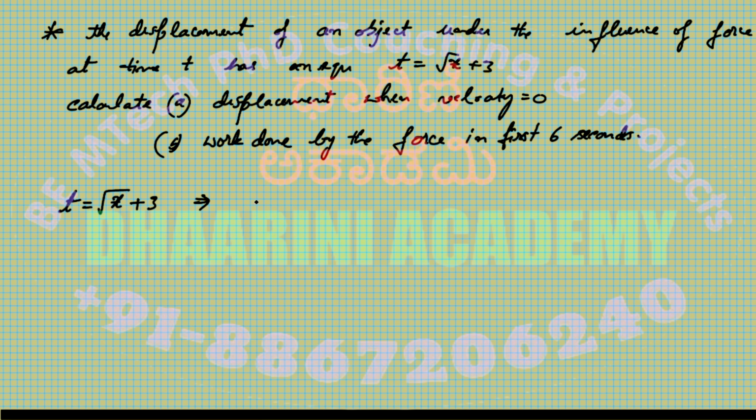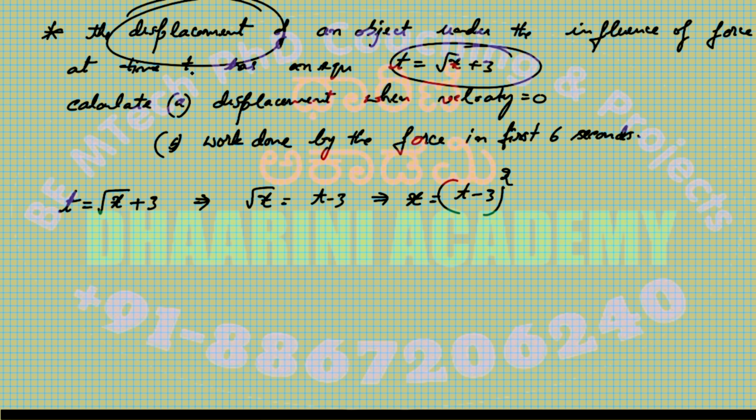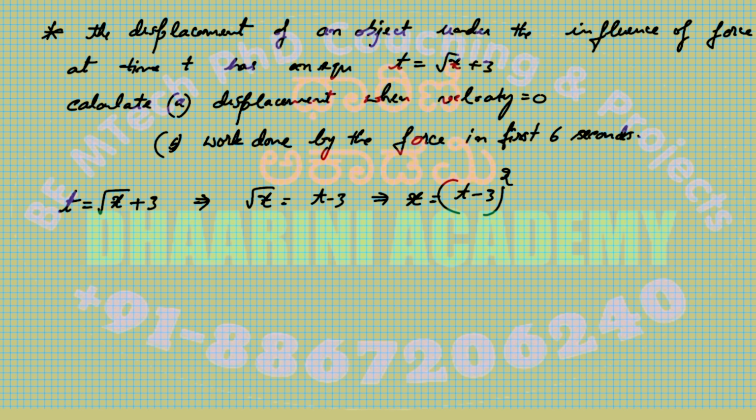Convert this into x. So root x is equal to t minus 3. This means x is equal to t minus 3 whole square. All right, now this is the displacement. x is nothing but the displacement. They mentioned that displacement is given and the time. The relationship between displacement and time is this, which means x is the displacement, t is the time. So now I need the displacement to get the velocity. Find the displacement when velocity is equal to 0, correct?